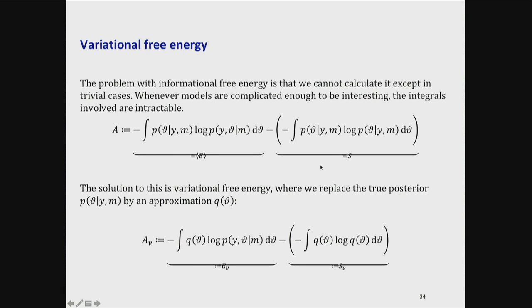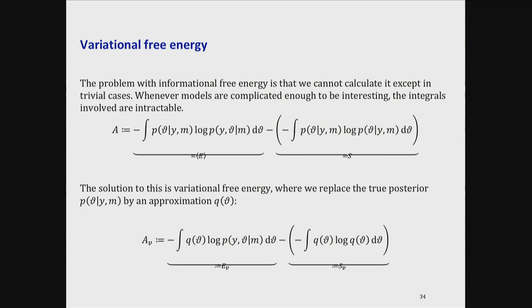So the spectacular trick is, in some ways it is spectacular, just to ignore that fact and to say, let's pretend we know the posterior. So we take the true informational free energy and replace it with something we call variational free energy, where everywhere we have the posterior here, here, and here, we just take an arbitrary, just any probability distribution. The only condition for a probability distribution is that it is a positive function that integrates to one. We take any such function.